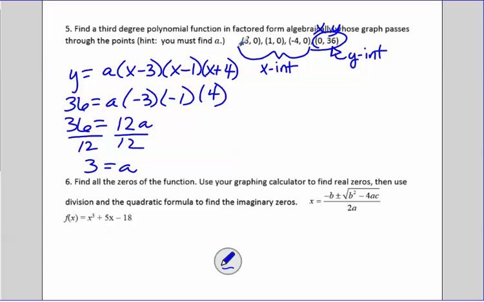Now the question doesn't ask only for a, it asks for the whole equation. So I'm going to plug that back in to my factored equation. y equals, put the 3 in, and then the factors.